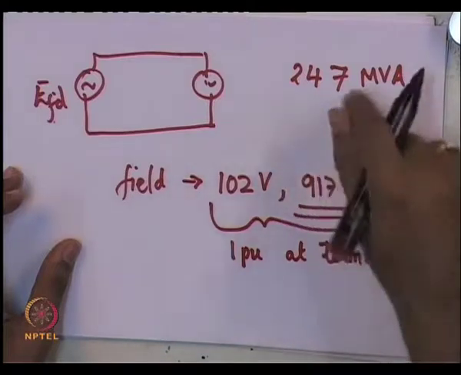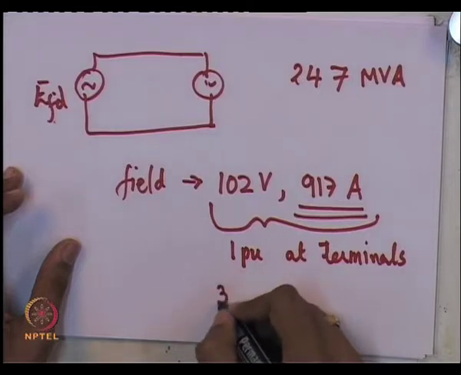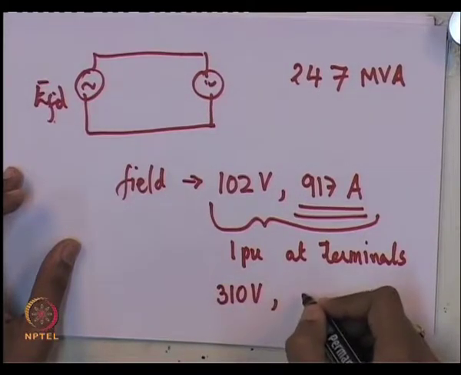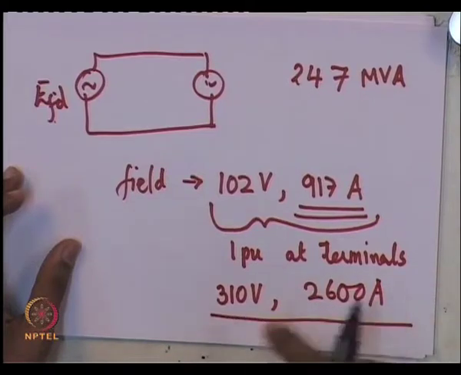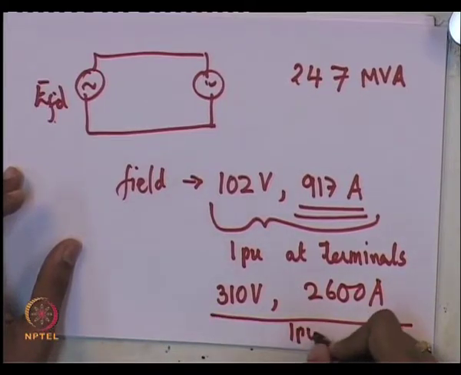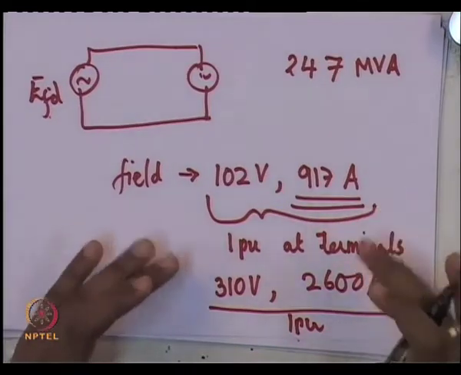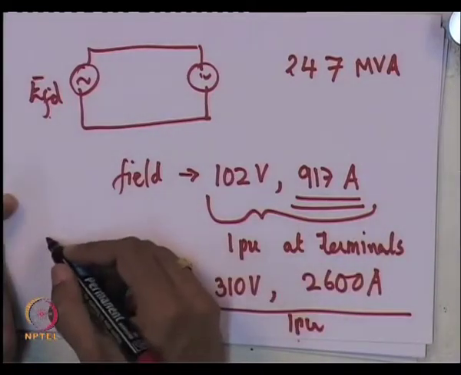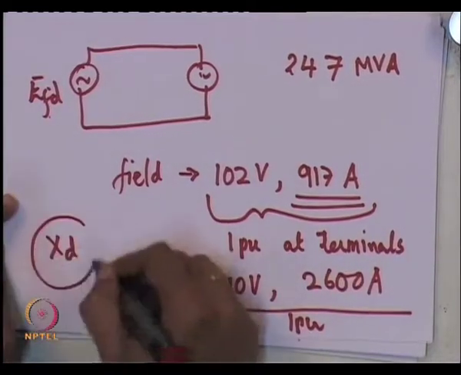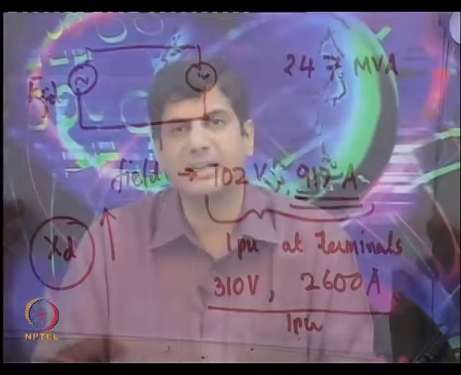However, if you load this machine to its full rating, you will have to apply a value which is more than double the field voltage, so that you will get 1 per unit at the terminals again. So, you see that you need to change the field very substantially. The reason, of course, is that the XD of a synchronous machine is very large, or in other words, the armature reaction is very large.